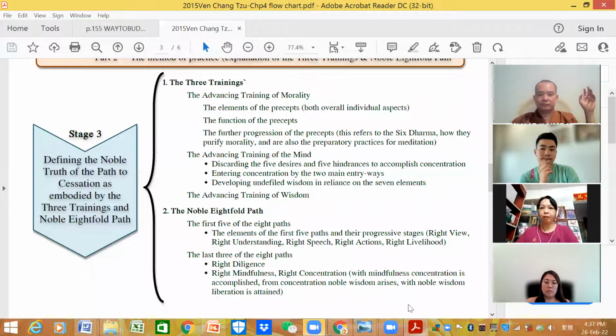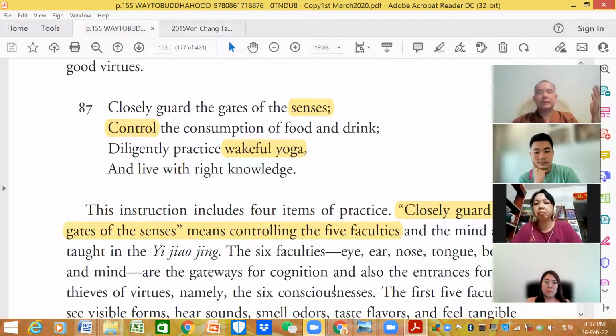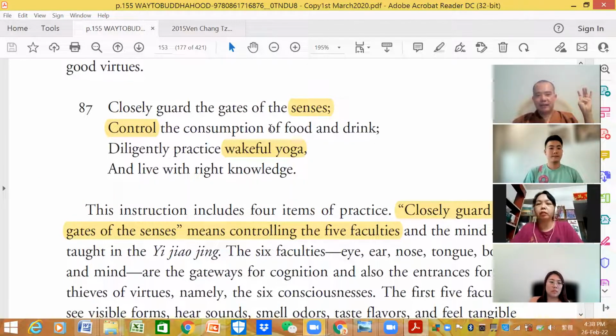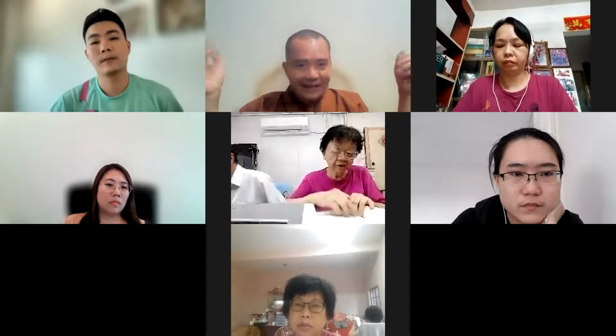If let's say you meditate, you cannot meditate well. Okay, a few things. So what are the few things? This is in the previous lesson. Let's take a look. Number one, if let's say you cannot meditate well, but you think your precept is good, number one, you haven't closely guarded the gates of the senses, meaning to say that all your senses, once you expose them to the external object, you can't control them.